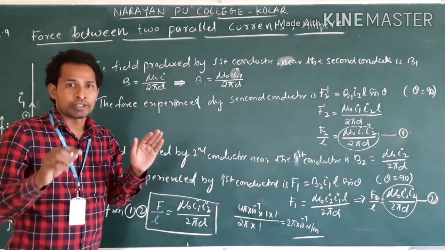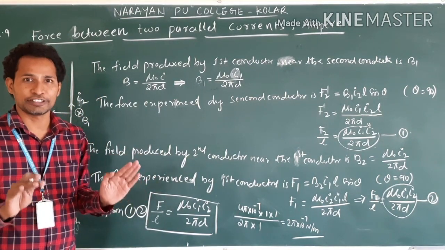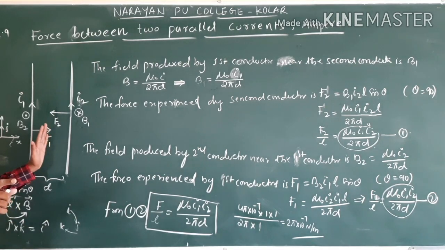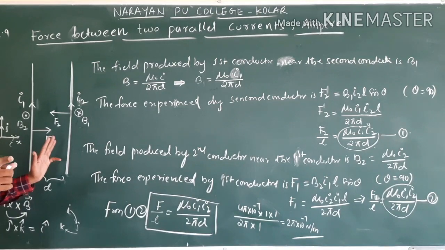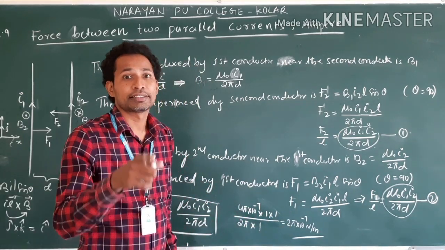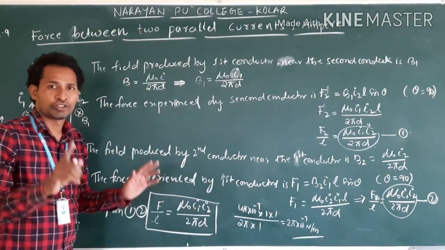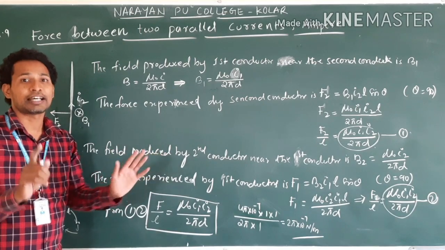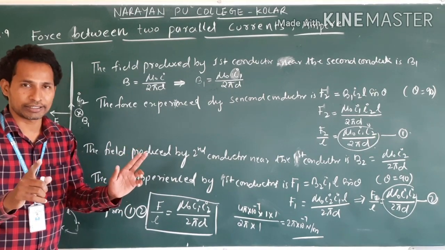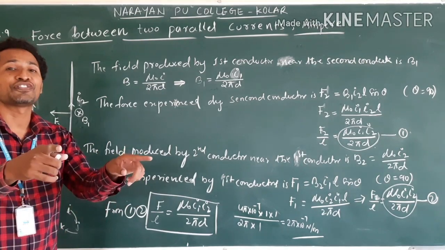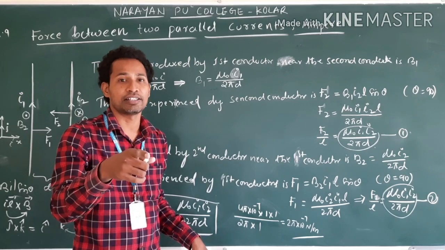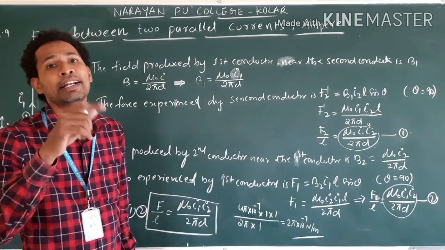Don't just substitute this value, we need to define it. How do we define it? The ampere is defined as follows: the strength of the current is said to be 1 ampere when two infinitely long parallel conductors separated by 1 meter in vacuum experience a force per unit length of 2 pi into 10 power minus 7 Newton per meter.